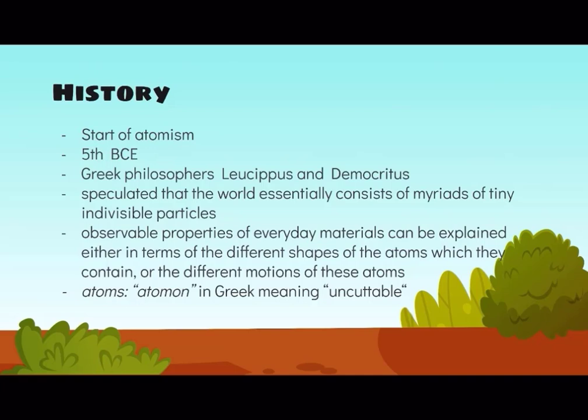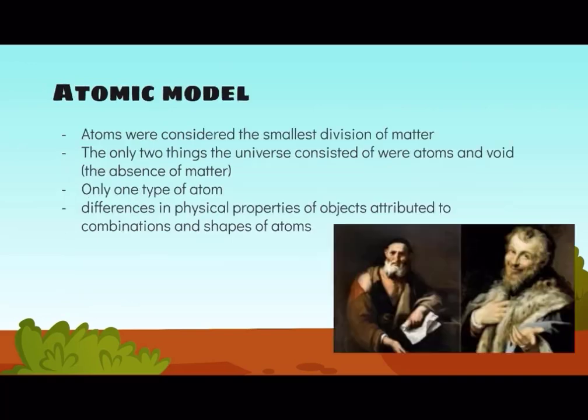The ancient atomic model was proposed by Greek philosophers Leucippus and Democritus in the 5th century BCE. It was the start of atomism, the philosophy proposing that the physical universe is composed of fundamental indivisible components known as atoms. The Greek philosophers speculated that the world essentially consists of myriads of tiny indivisible particles, and they theorized that the observable properties of everyday materials could be explained either in terms of the different shapes of the atoms which they contain, or the different motions of these atoms.